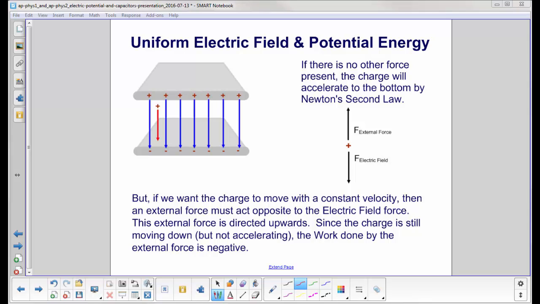If there is no other force present, the charge will accelerate to the bottom by Newton's second law, F equals ma. But we're dealing with potential energy here. We want the kinetic energy here to equal the kinetic energy here so it will cancel out. So we need it to move with a constant velocity. So in addition to the force by the electric field, we will need an external force in the opposite direction with the same magnitude. Now the charge will still move down, but it will not accelerate. So the work done by the external force in this case is negative.